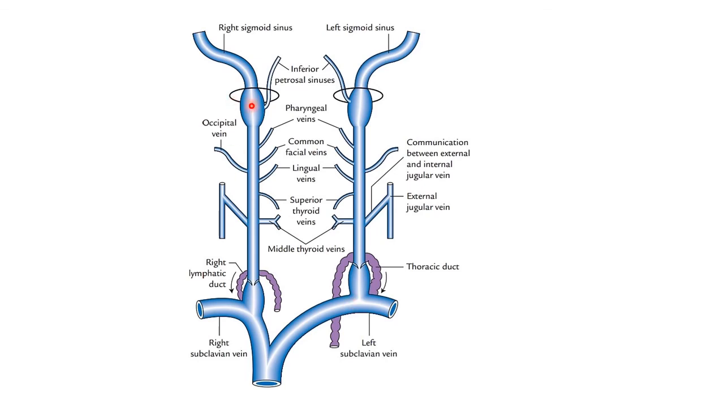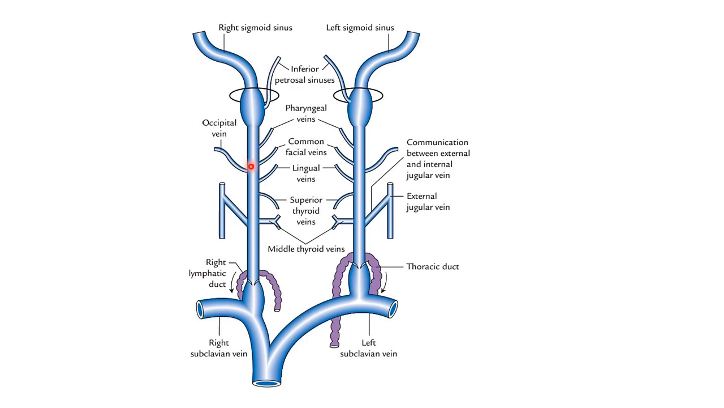The right internal jugular vein is usually larger than the left internal jugular vein because it drains the larger superior sagittal sinus, and the left internal jugular vein drains the smaller inferior sagittal sinus.